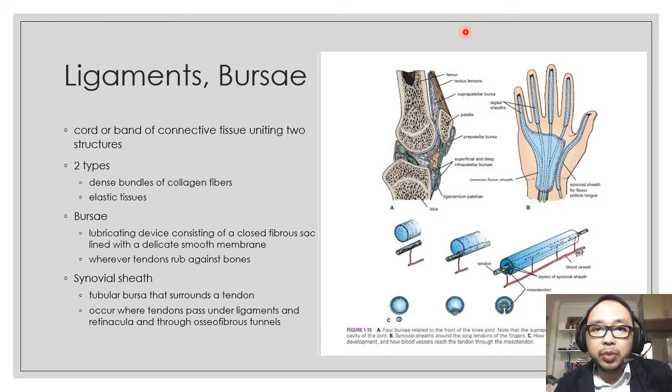A good example of a ligament that is composed largely of elastic tissues would be your ligamentum flavum of the vertebral column and the calcaneonavicular ligament of the foot.